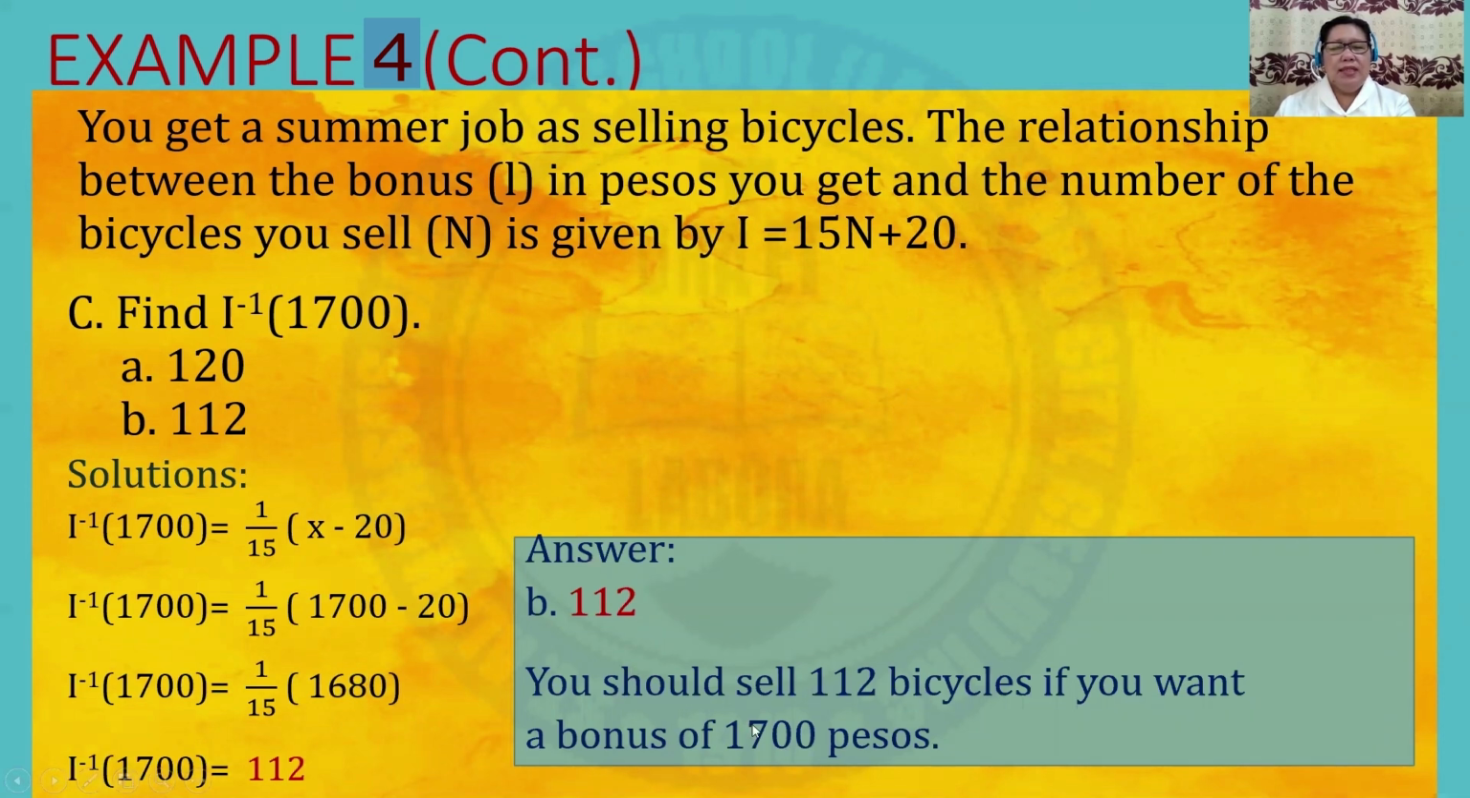You should sell 112 bicycles if you want a bonus of 1,700 pesos. Do you have questions?